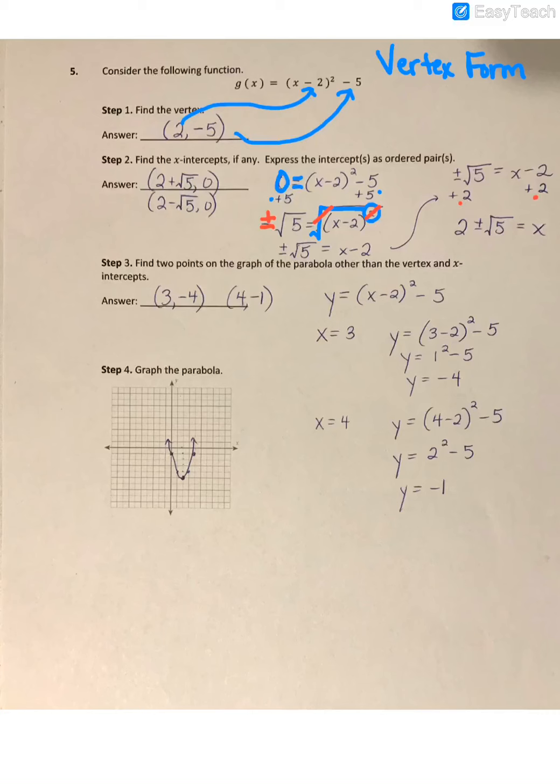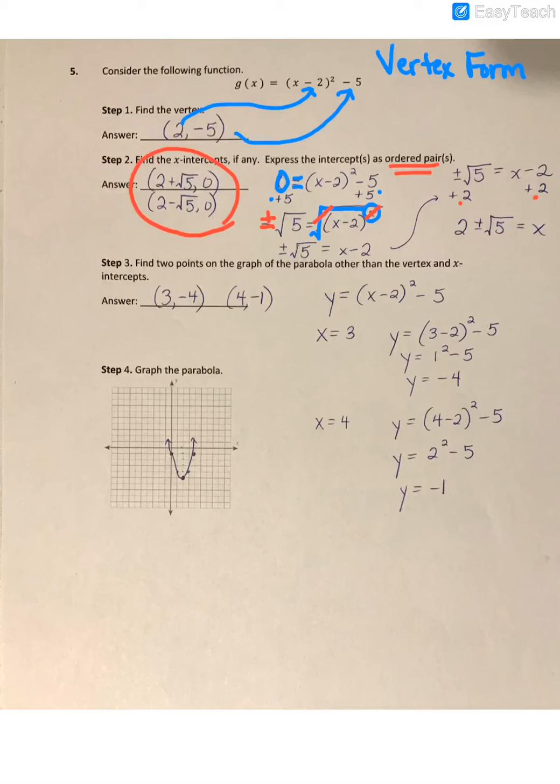And as long as they tell me to write it as an ordered pair and they're not looking for a decimal, I can just leave it in the form of 2 plus square root of 5 and 2 minus square root of 5. And so this is what they look like when they're written as ordered pairs, remembering that the y value in both cases is 0.